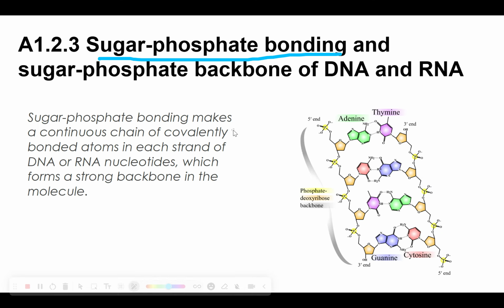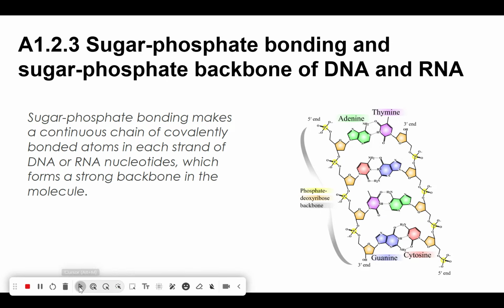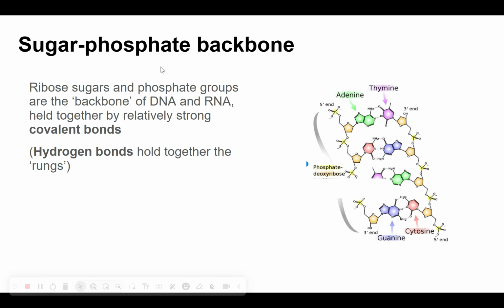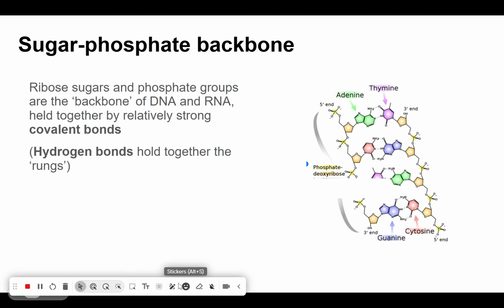So sugar-phosphate bonding makes a continuous chain of covalently bonded atoms in each strand of DNA or RNA nucleotides, which forms a strong backbone in the molecule. Remember, we already talked about covalent bonds in A1.1 about water, and they come back up right here. The covalent bond that is present in a DNA molecule is so important that it actually has a special name.